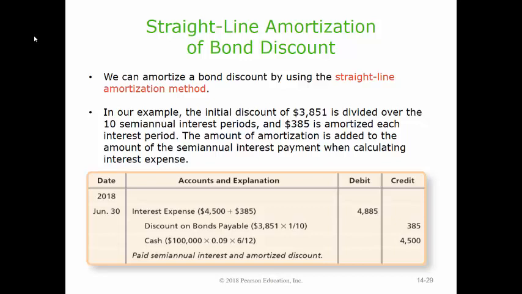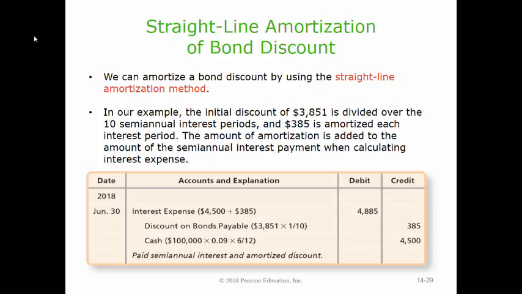And there's several different methods to do this, but the easiest one, and the one I'm going to require you to know, is the straight line amortization method, which essentially means every time that we pay interest on these bonds, we are going to remove an equal portion of the discount until the discount is off of our books at the end of the bond's life.